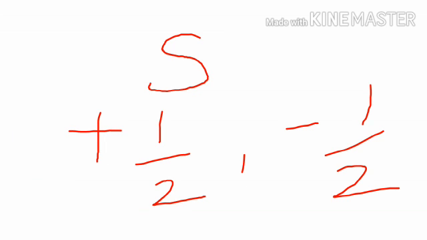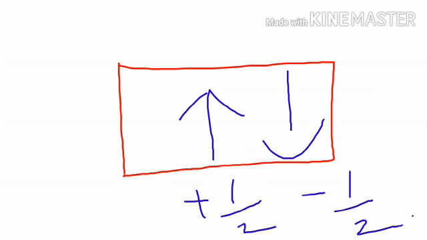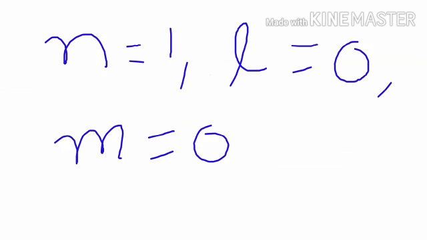Next, the spin quantum number was proposed by Uhlenbeck and Goldsmith. It was indicated with s. It tells about the spin of the electron. That means the electron rotates around itself in clockwise or anti-clockwise direction. That means s has 2 values, plus half and minus half. So an orbital can have 2 electrons maximum. One is clockwise, another one is anti-clockwise.